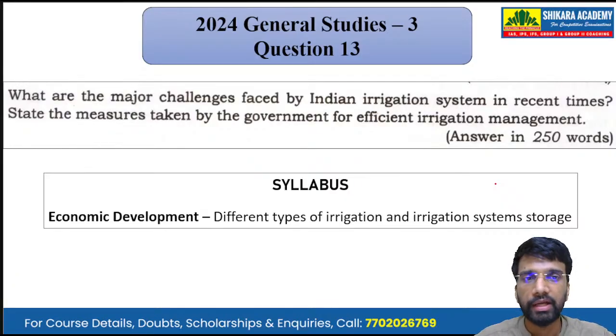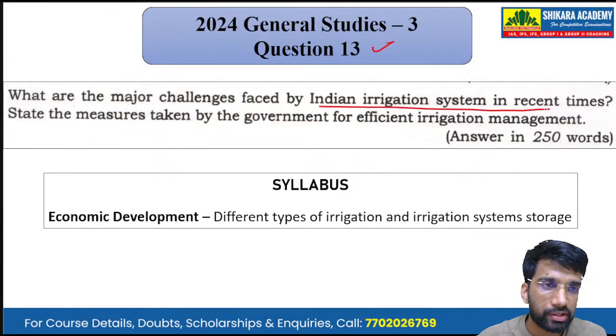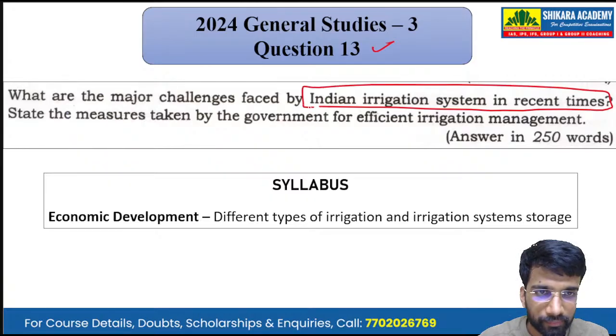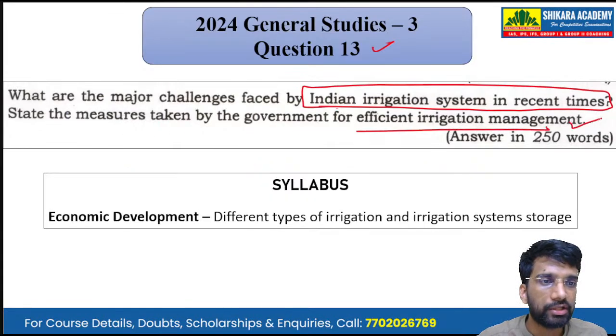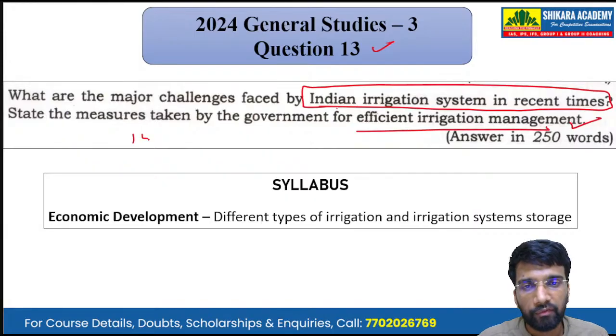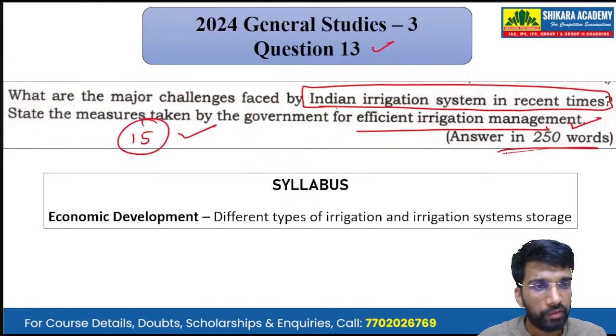Moving on to the next question, that is question number 13. What are the major challenges faced by the Indian irrigation system in recent times? State the measures taken by the government for efficient irrigation management. It is a 15-mark question that we have to answer in 250 words.